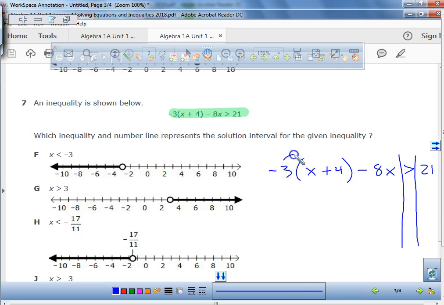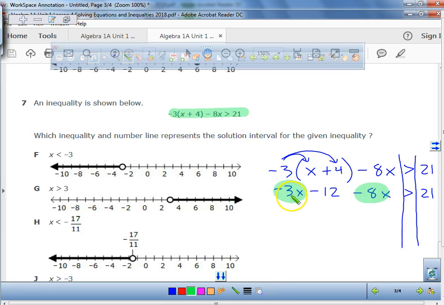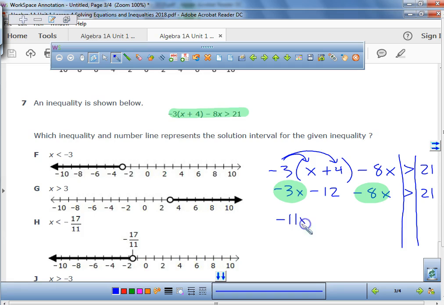First thing I'm going to do is distribute that negative 3 to both numbers. Negative 3 times x is negative 3x. Negative 3 times 4 is a negative 12, minus 8x is greater than 21. Wow, I have a whole bunch of negatives. So now I need to scan for terms that I can actually combine. I can combine this negative 3x and this negative 8x. It's like you spend 3, you spend 8 more, you spend a total of 11.